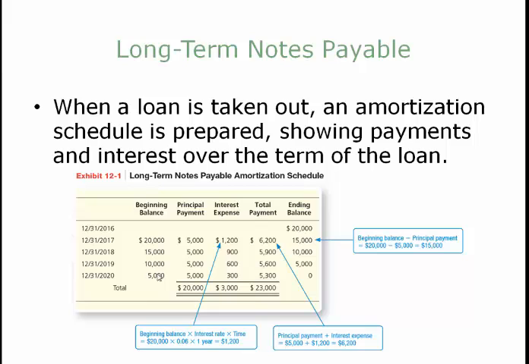In 2020, through the entire year, the company owed $5,000. They paid 6% interest on that $5,000. So their total payment in the last year is $5,300: $5,000 in principal and $300 in interest. Their total interest over the life of that note was actually $3,000, but it's going down each year. So that's a notes payable.